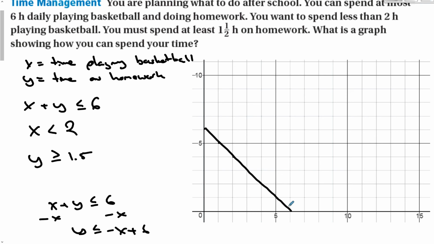Okay. Next, x is less than 2. So that's going to be a vertical line, and we're going to use a dotted line.